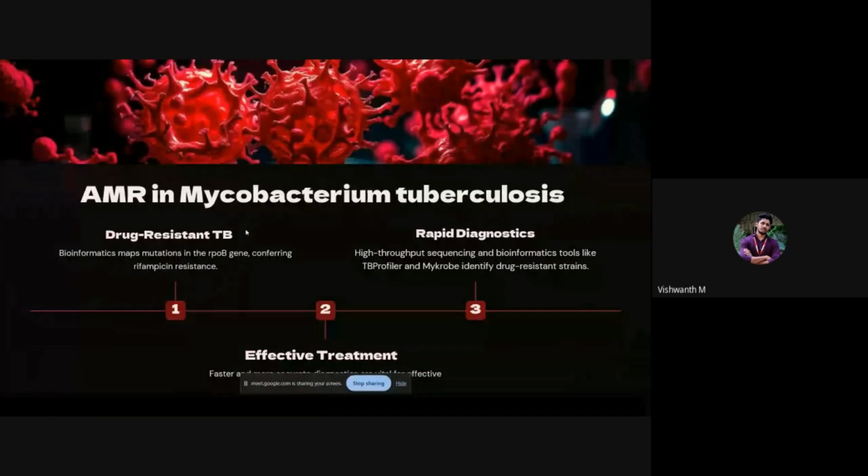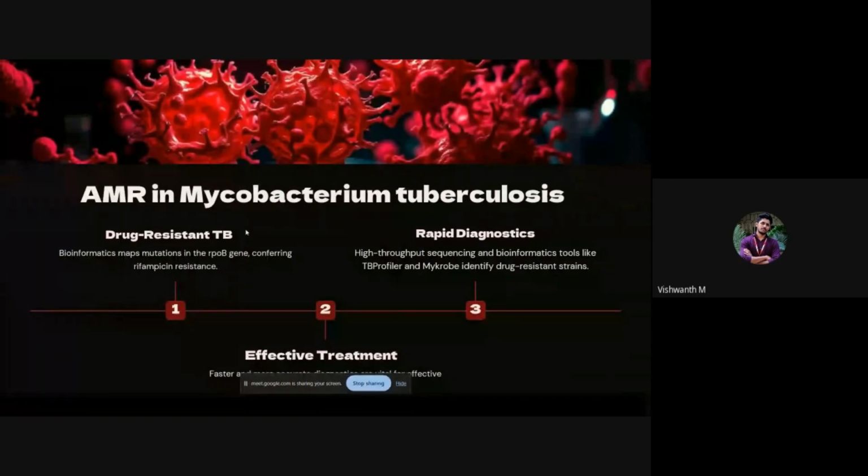So let's look into real life case studies of antimicrobial resistance. Mycobacterium tuberculosis is responsible for causing a deadly disease called tuberculosis. It is a respiratory disease with high mortality. It is very notorious for its ability to develop resistance to multiple antibiotics, including the first line drug rifampicin. Mycobacterium tuberculosis is very well known for developing resistance.